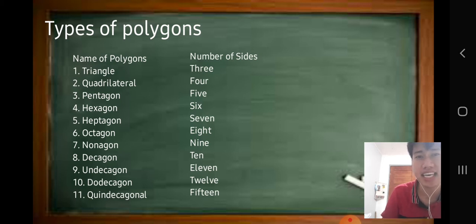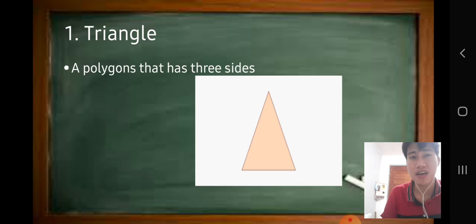Nonagon, 9 sides. Decagon, 10 sides. Undecagon, 11 sides. Dodecagon, 12 sides. And quindecagon is 15 sides.